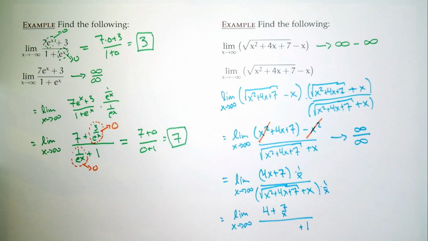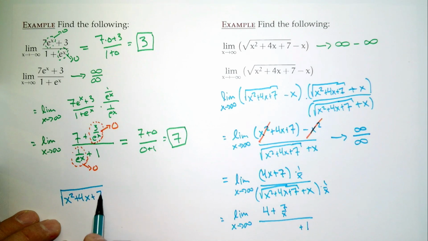Okay, so I have this 1 over x, and I have this square root. What I'd like to do is to somehow push the 1 over x into the square root. So again, let's just do a little bit of side work over here. Square root of x squared plus 4x plus 7 times 1 over x.